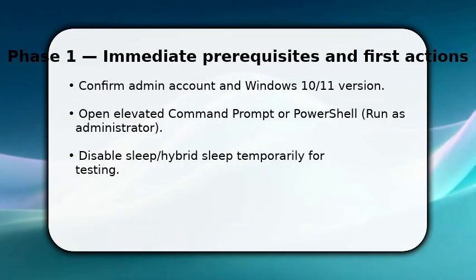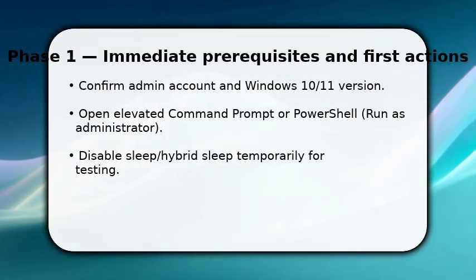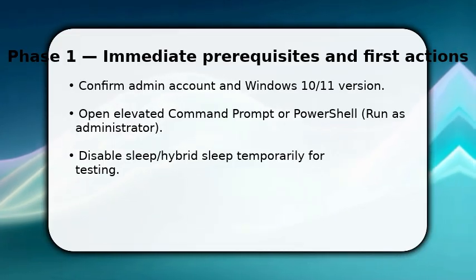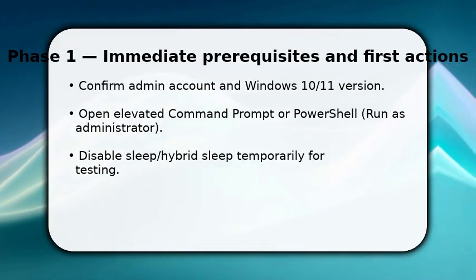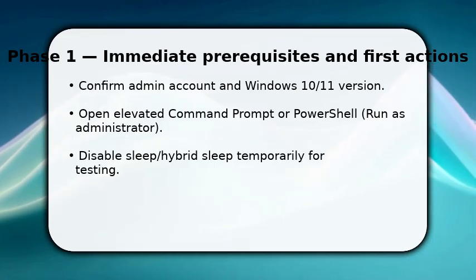You start here with the essentials. You must be an administrator, and you need an elevated prompt open now. Type PowerShell or CMD, right-click and choose Run as Administrator. This grants the permissions you need.